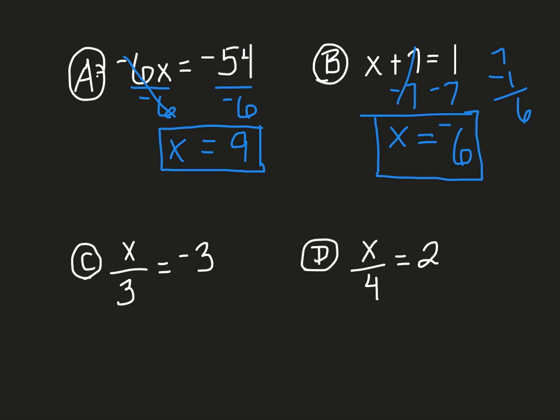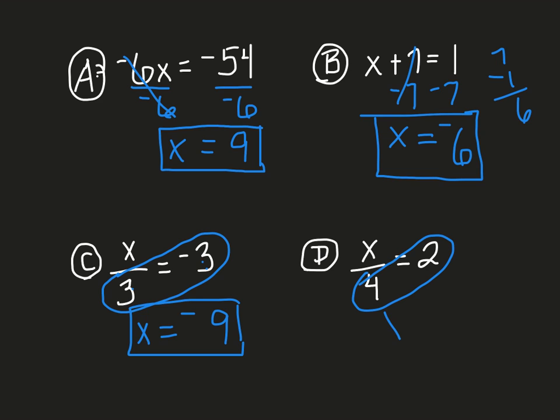Letter C, x divided by 3 equals negative 3. Since I'm dividing by 3, I need to do the inverse operation and multiply by 3. So just do it like that. So x equals, and my signs are different, so my answer is going to be negative 9. And same thing with letter D. I'm going to be multiplying to get the answer. So x equals 4 times 2, which is 8. Signs are the same, your answer is positive.